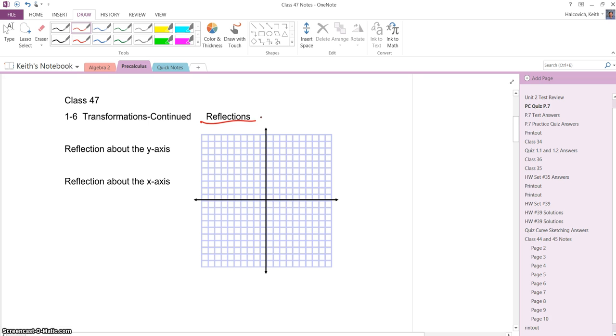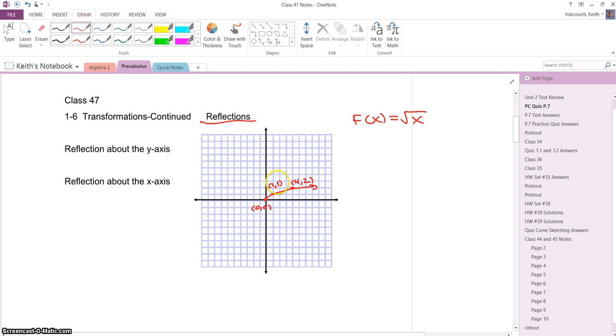A reflection happens, for example, if you have the base function f of x equals the square root of x. So it looks like this. So you have (0, 0), (1, 1), and (4, 2). That is the base function.